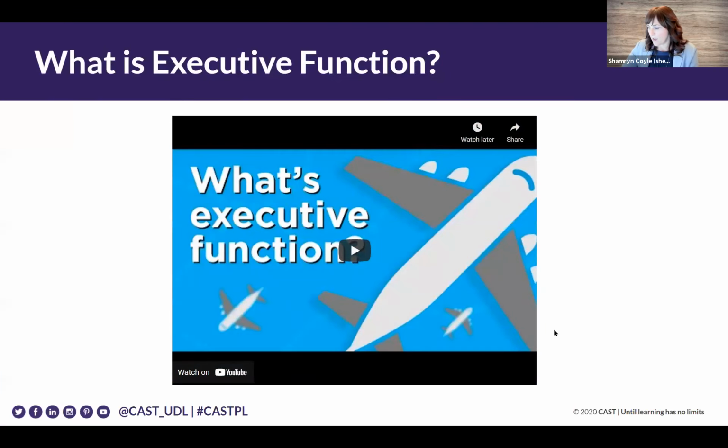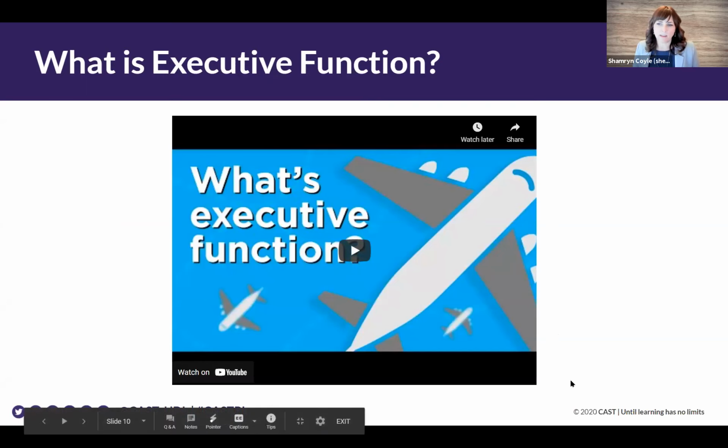So in order to build some background knowledge, we wanted to give you a small snippet, a kind of working definition of what we'll be playing with today in terms of our work with executive function.